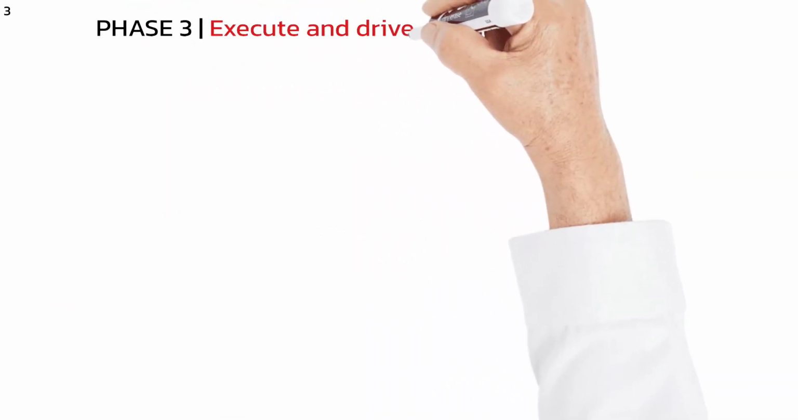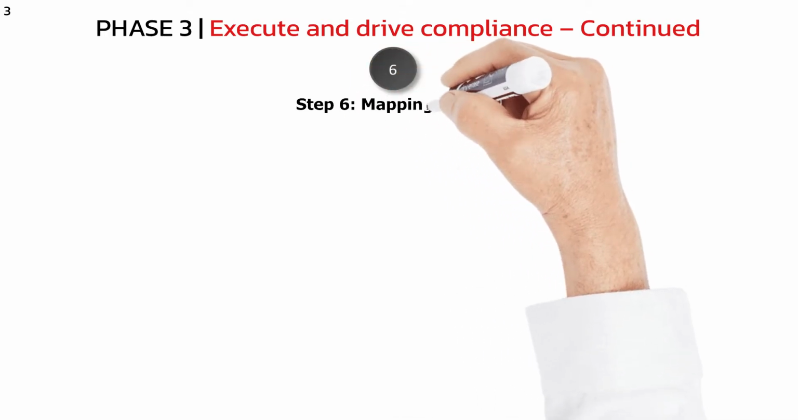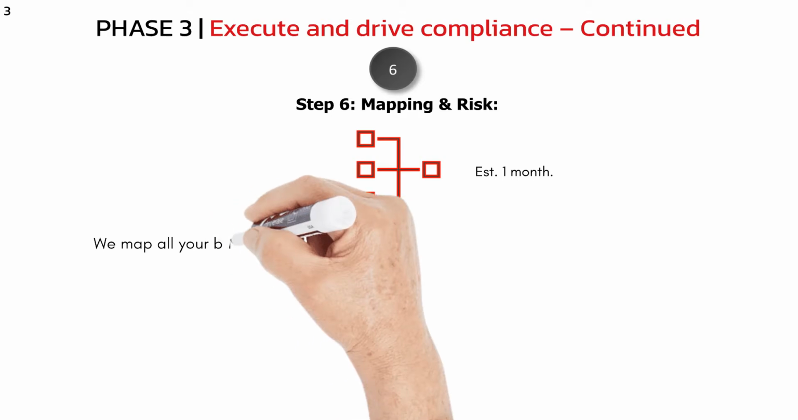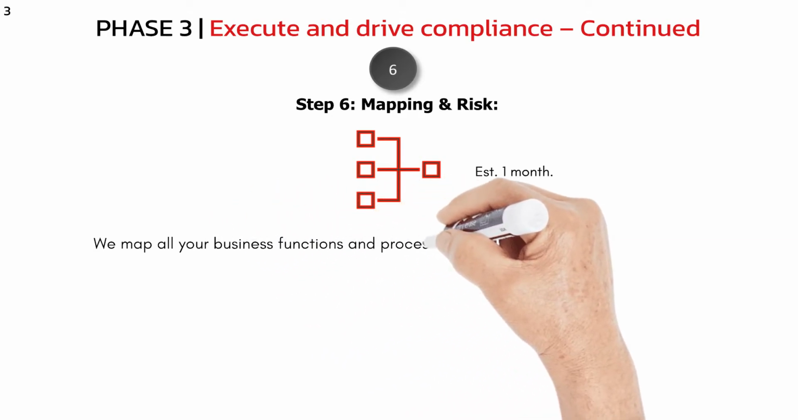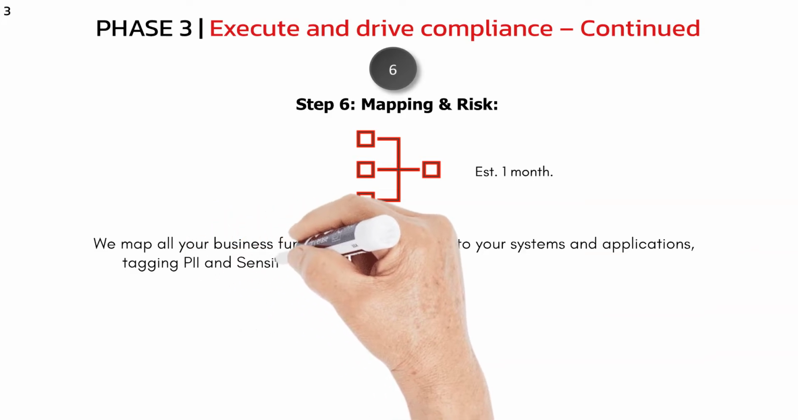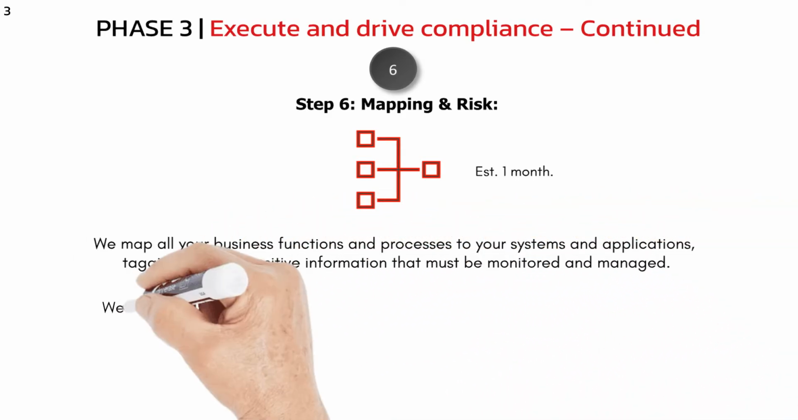Phase 3, Execute and Drive Compliance, continued. Step 6, Mapping and Risk. Estimate 1 month. We map all your business functions and processes to your systems and applications, tagging PII and sensitive information that must be monitored and managed.